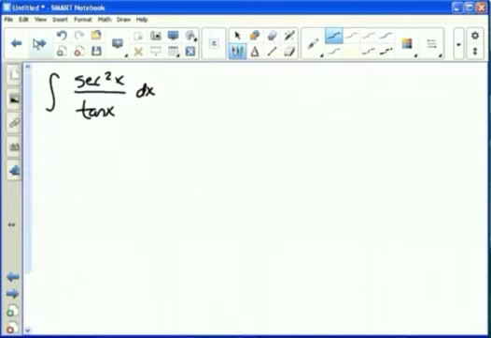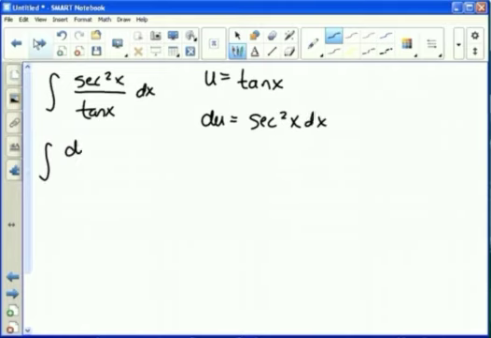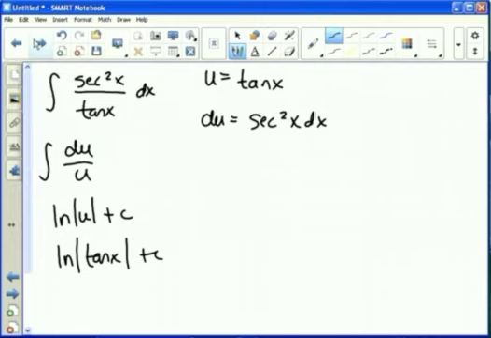Okay, let's look at one with trig. When in doubt, if you're doing u substitution, choose u as your denominator. So I would say u equals tangent x, du equals secant squared x dx. And that's perfect. It's an exact match. I get du over u. I know the rule for that is natural log of the absolute value of u plus c. So we have natural log of the absolute value of tangent x plus c. So that's a really quick review with natural log.